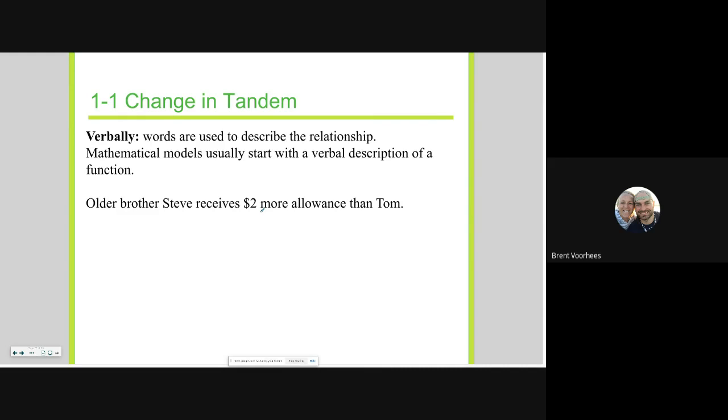So here's verbally. It says we can use words to describe the relationship. Mathematical models usually start with a verbal description of the function. Older brother Steve receives $2 more allowance than Tom.